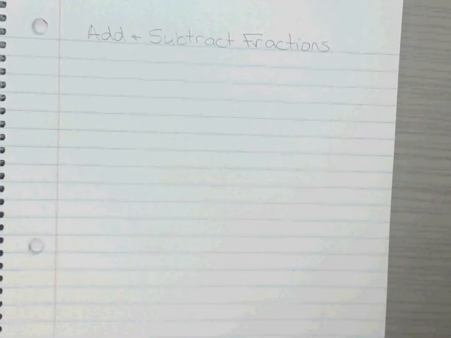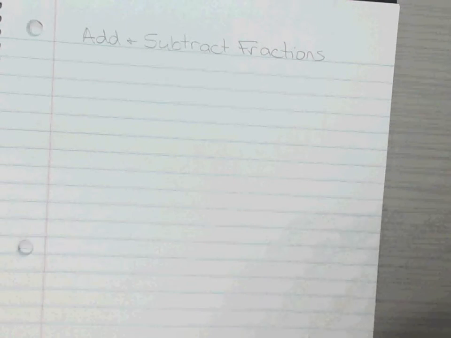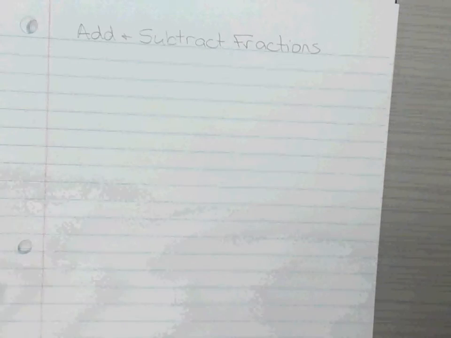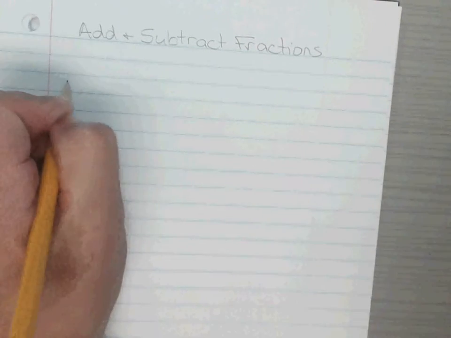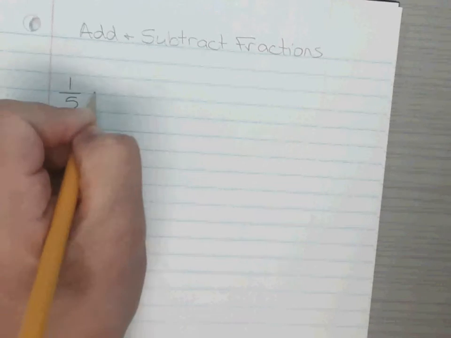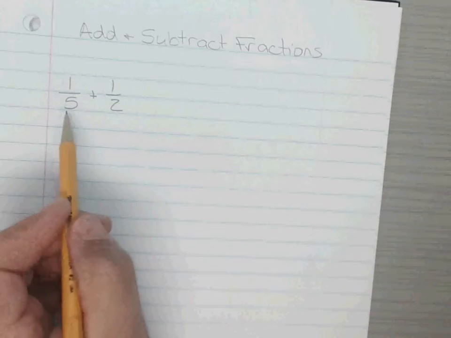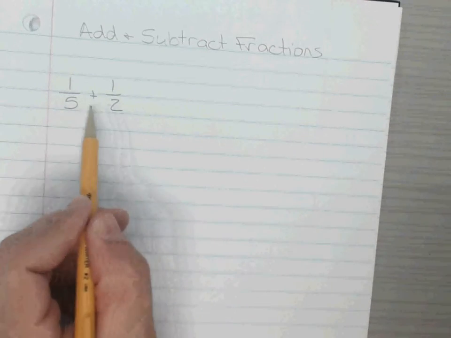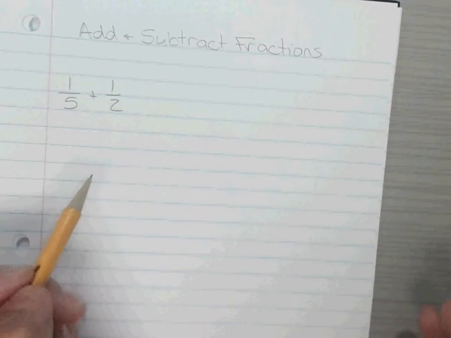Okay, let's add and subtract some fractions, and it's just like the common denominators and equivalent fraction lesson, but this time we're actually going to add and subtract them. So let's start with 1/5 plus 1/2. Well, we know that we cannot add fractions with different denominators. We need to find the common denominator.